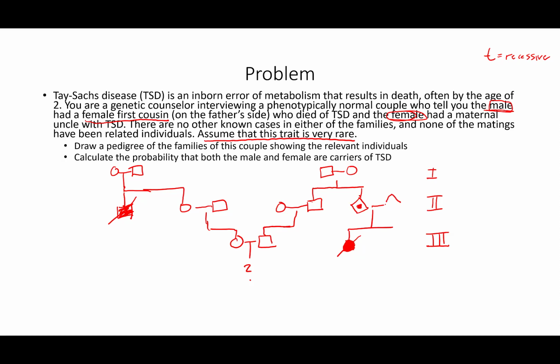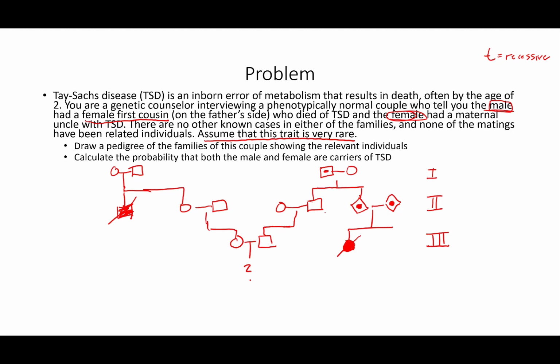was a carrier. Had to be a carrier. On top of that, this person must have been a carrier too, because it's recessive. So we have 2 carriers. If this person is a carrier, that means that one of the parents up here must have been a carrier. We don't know which one, but let's just say it was the father. It doesn't really matter. But one of them was a carrier.